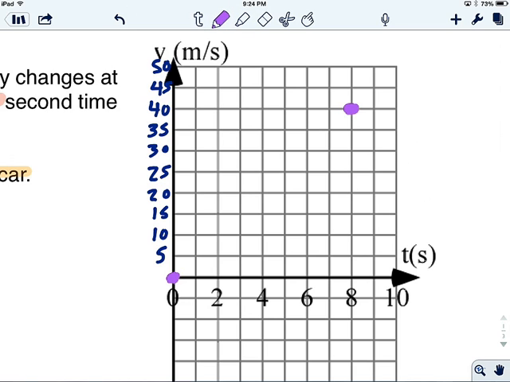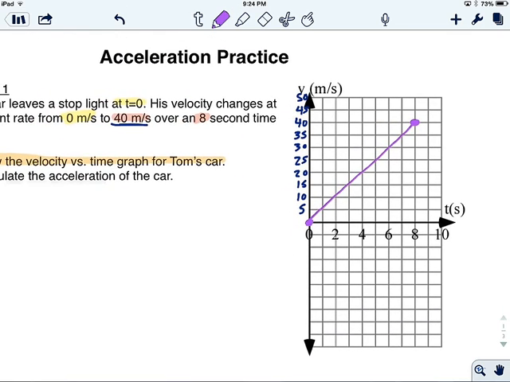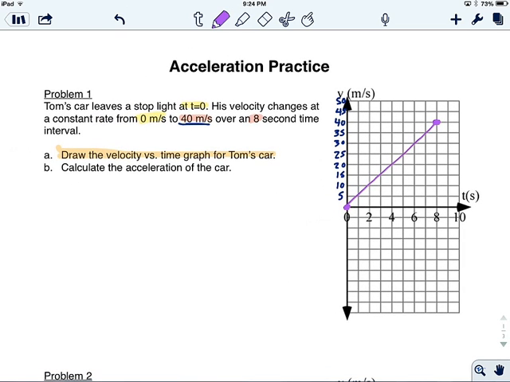Okay, so now I just want to connect my dots. So I go like this, and there we go. I've got my velocity versus time graph drawn. That makes sense, because I've got positive velocity. I'm moving away from 0, and I've also got increasing velocity, so that uphill slope means my velocity is increasing.